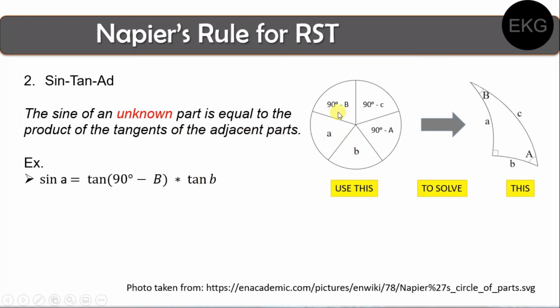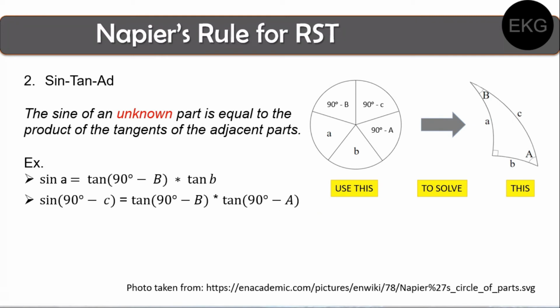So, katabi ng A is 90 degrees minus B at saka itong B na maliit o yung side B. So, that is why this is our equation. Next naman is, what if ito yung hinahanap? Using sin-tan-ad rule, the sine of the unknown part is equal to the product of the tangents of the adjacent parts. That's why it's tangent 90 minus B times tangent 90 minus A. So basically, yun yung sin-tan-ad rule naman.